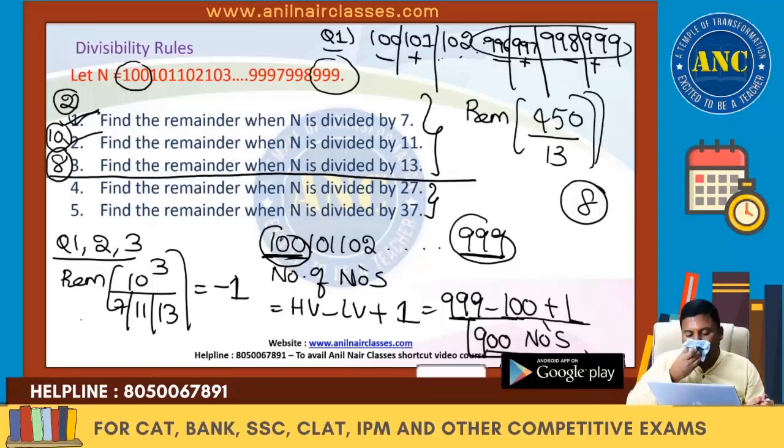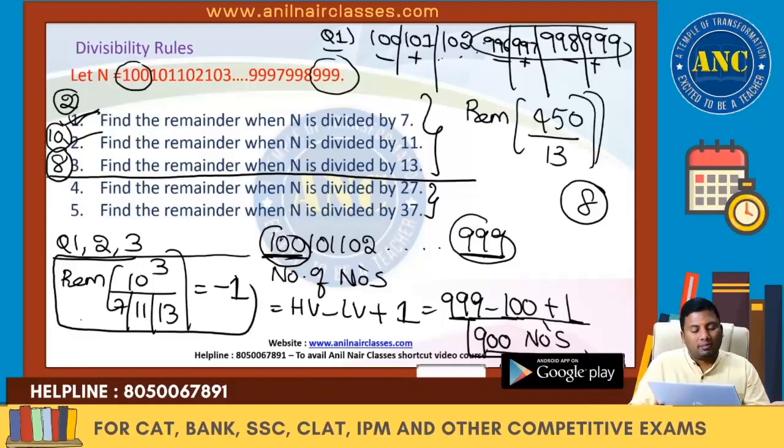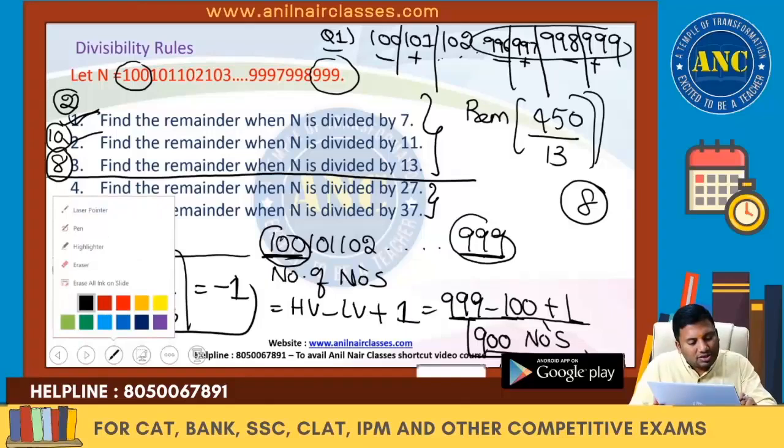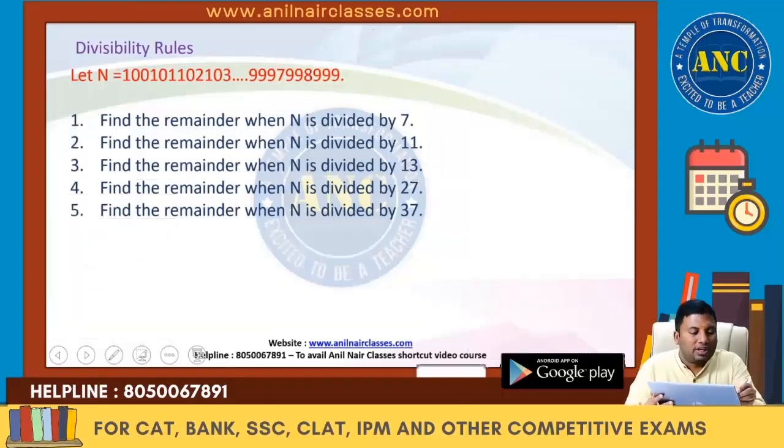The first three logics are 10 power 3 divided by 7, 11 or 13, where the negative remainder is minus 1. From there you can use it. So the first three are over. For the first three we discussed: take a group of three digits, alternately add and subtract.